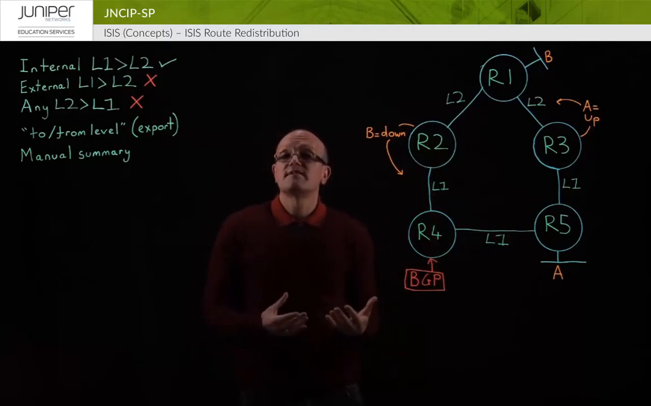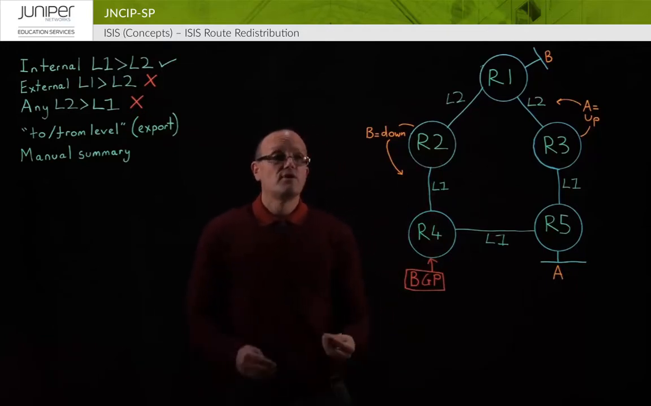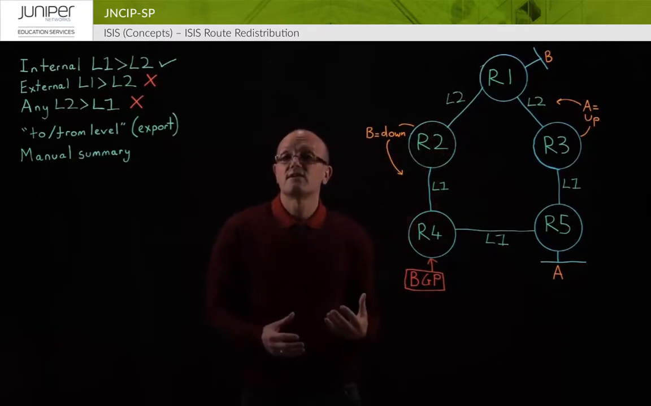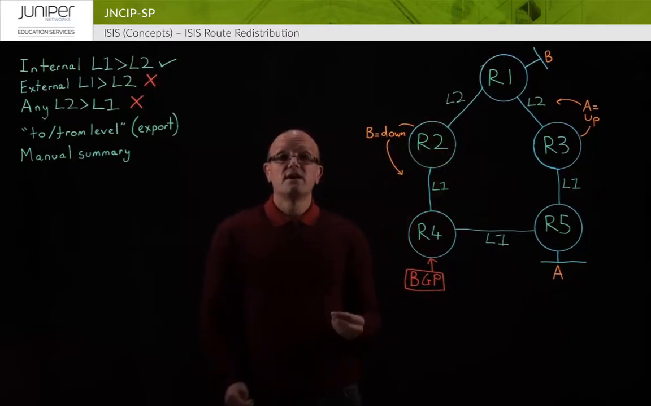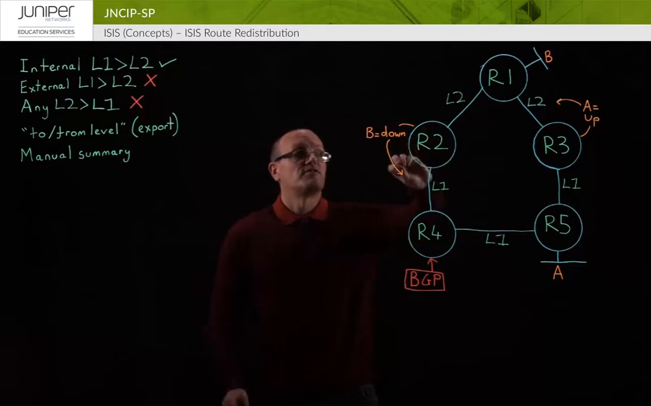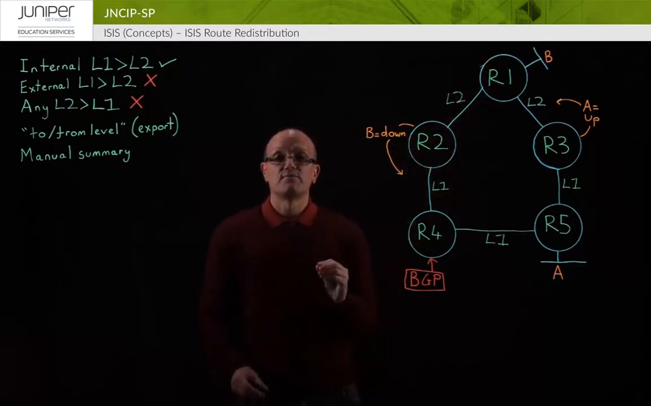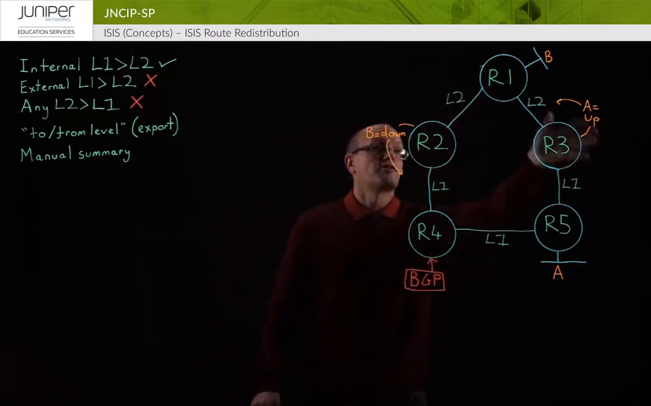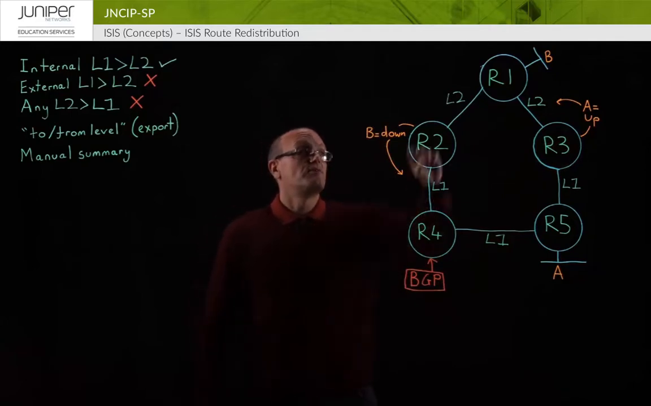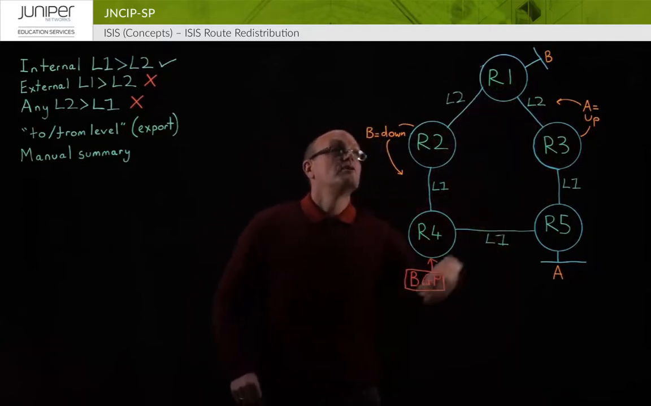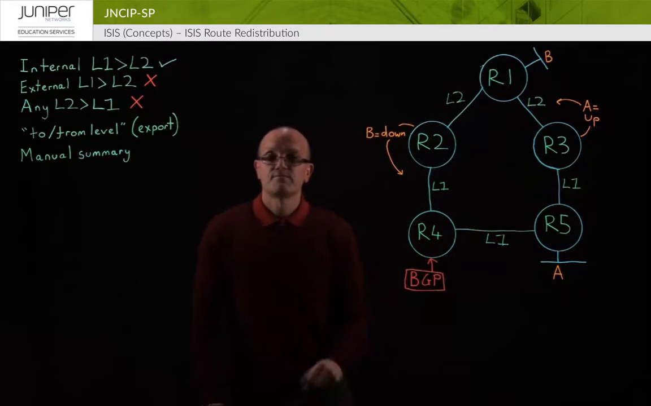Now we're following standard ISIS rules here. So R2 is going to take a look at that level 1 link state PDU, and it's going to advertise that routing information back up into level 2. And we're going to be doing the same on R3. So you can see here that we're creating a routing loop for network B.